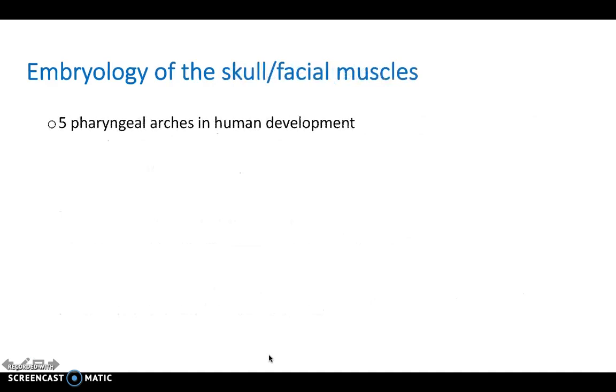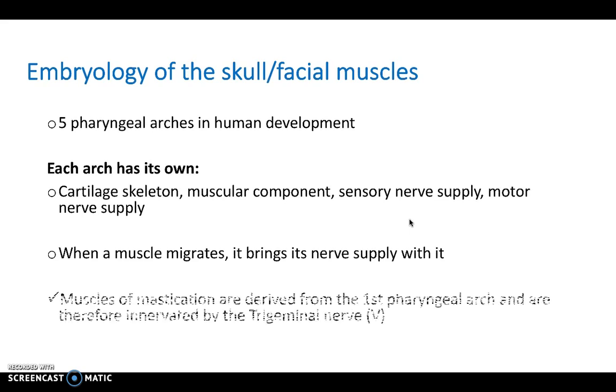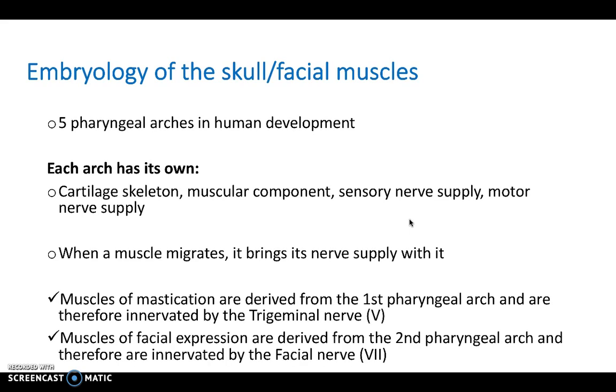So please bear in mind this video does jump from one part of embryology to another, and the idea behind it is that you can put it all together in your own free time and understand where the muscles come from, where the bones come from, and where everything else comes from, basically. Now, if we're thinking about the facial muscles, there are 5 pharyngeal arches in human development, and we should know a little bit about each of the pharyngeal arches and what they lead to.